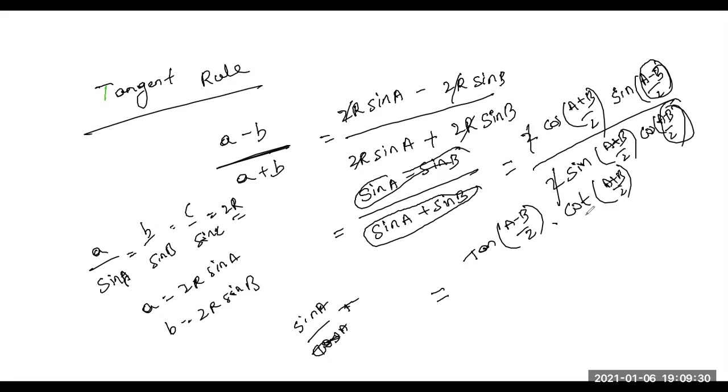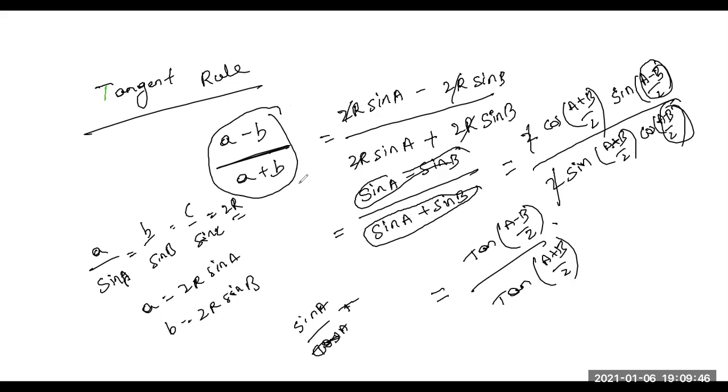So I can write cot of (A+B)/2 as 1 divided by tan of (A+B)/2. So I can erase this. From this I have successfully converted the given sides into tangent of some angles. Did you understand that? So this is the tangent rule.